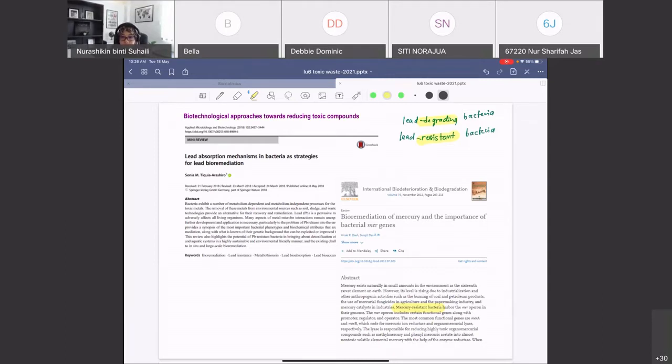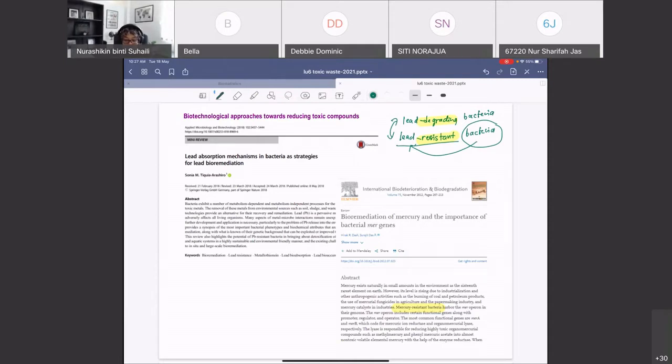But the term lead resistant bacteria is also used, because the bacteria are resistant towards lead. They can survive with the lead. They actually eat this kind of waste. So that's why they are called lead resistant bacteria. But actually they refer to the same thing. Just for you to know, so that you don't get confused when you read articles having those terms.